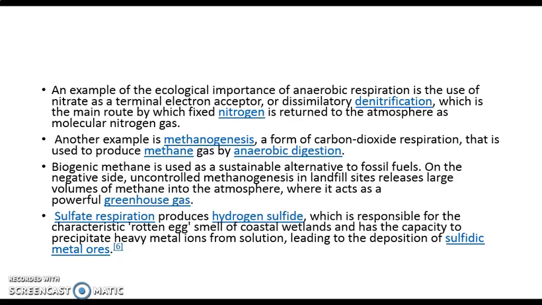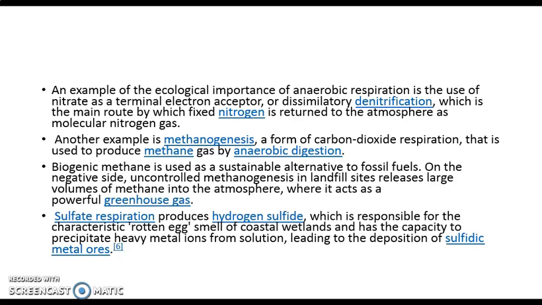Another example is methanogenesis. It is a form of carbon dioxide respiration that is used to produce a gas called methane by anaerobic digestion. The biogenic methane is used as a sustainable alternative to fossil fuels. On the negative side, uncontrolled methanogenesis in landfill sites releases what? Large volumes of methane into the atmosphere, which acts as a powerful greenhouse gas.